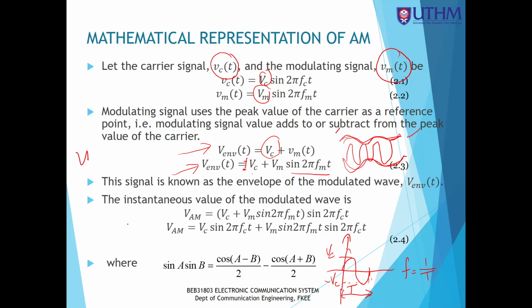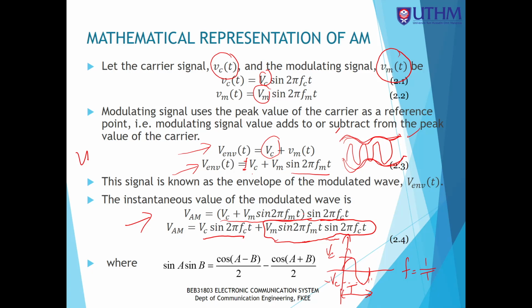And then let's look at the complete equations of AM. So the complete equation of AM is equal to V envelope multiplied with the carrier signal, sine 2 pi FCT. So when you multiply both of these, you get VC sine 2 pi FCT plus VM sine 2 pi FMT sine 2 pi FCT. So you see that here, this one is sine and sine.